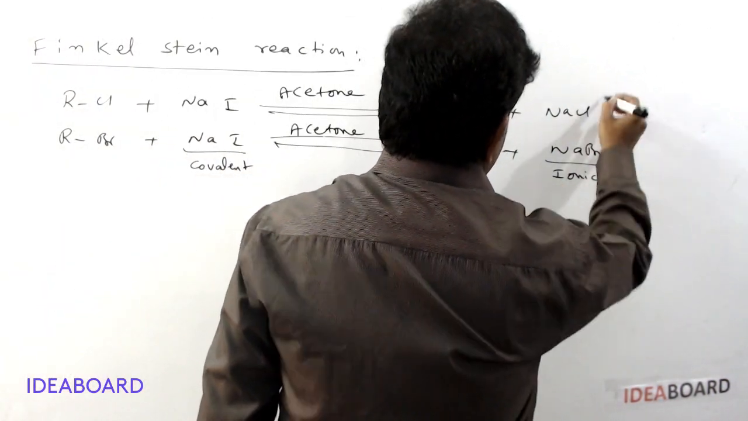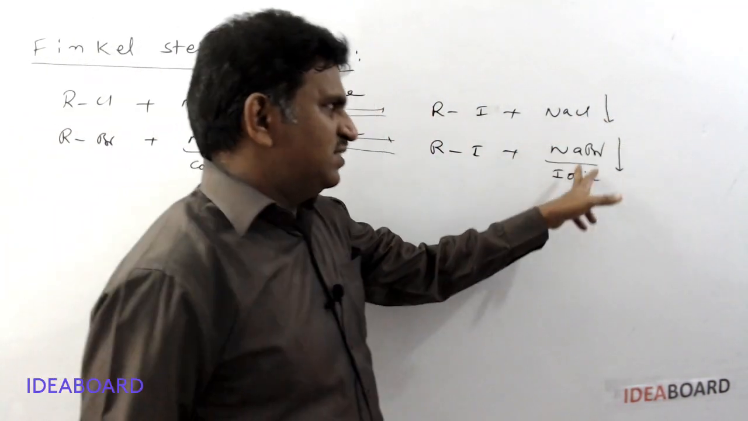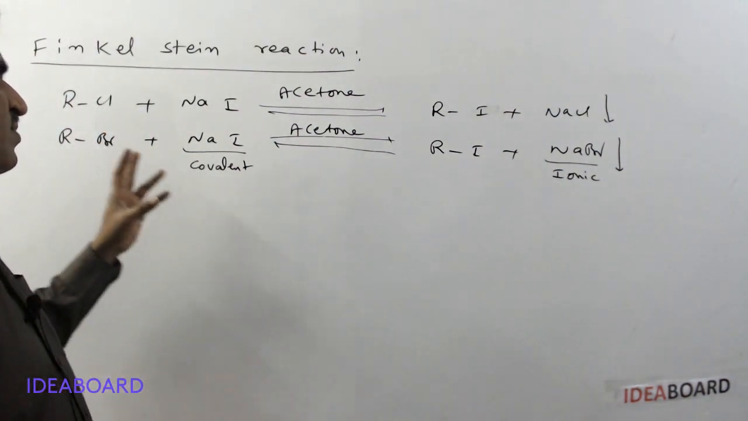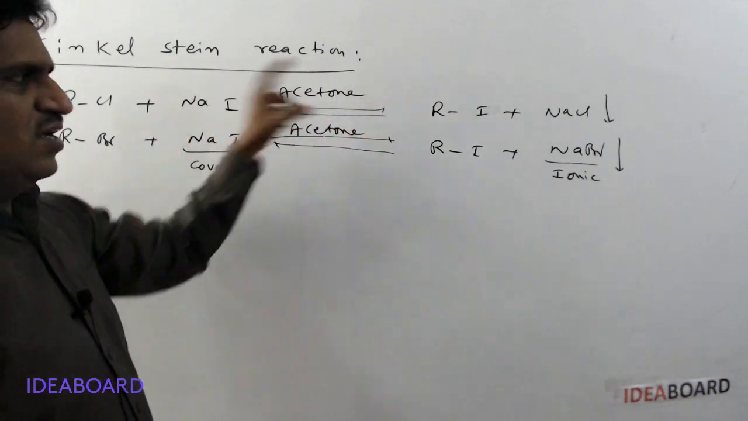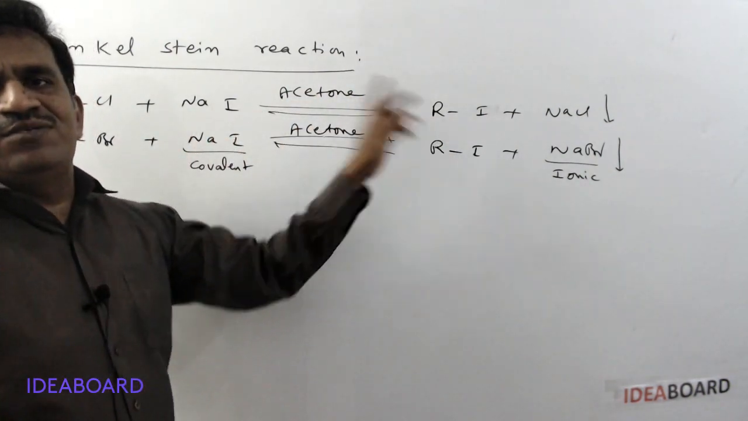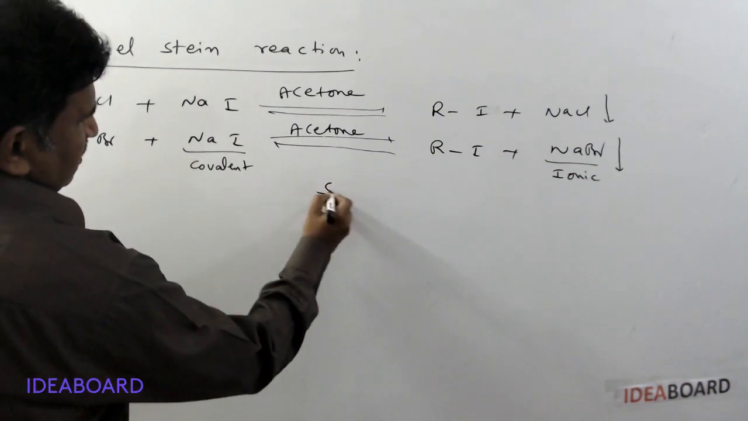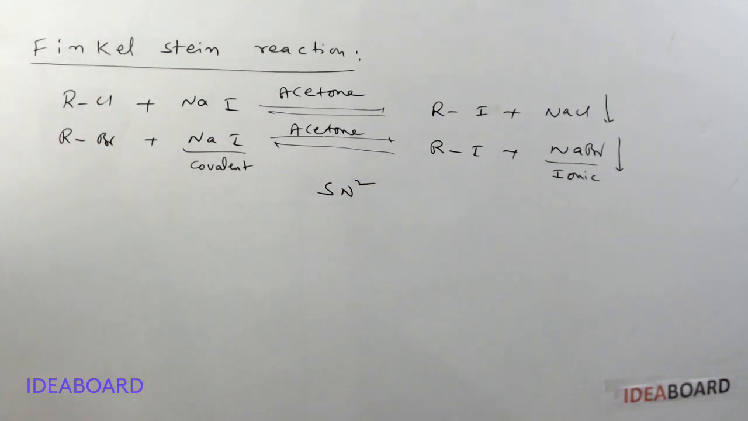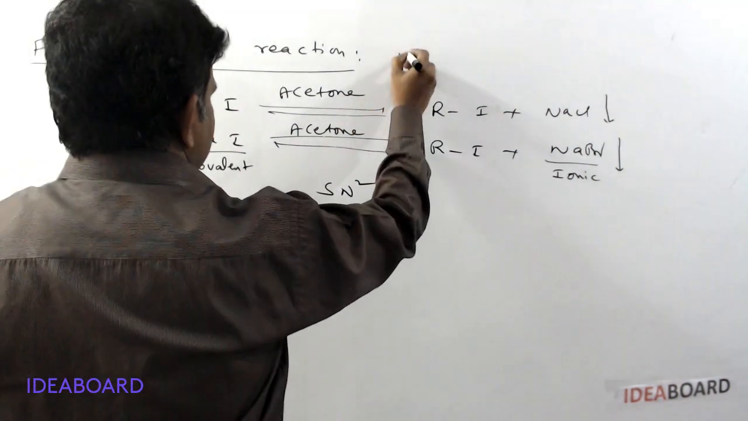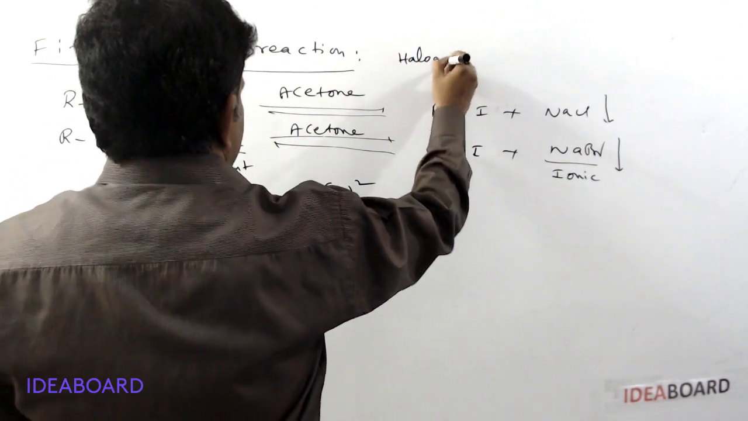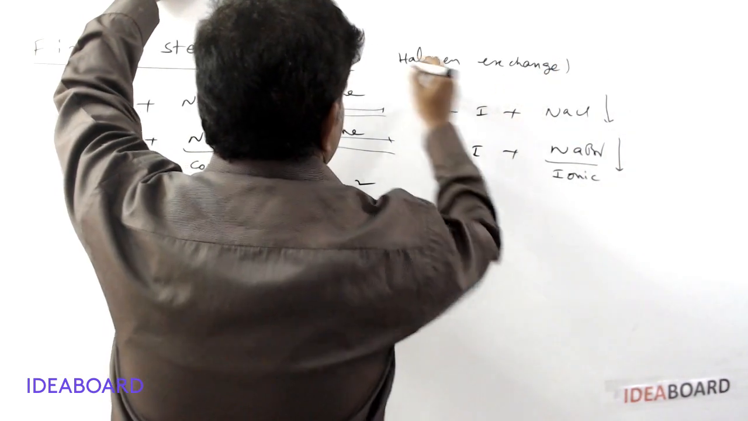Whenever there is a covalent solvent or non-polar solvent, covalent compounds are soluble, whereas ionic compounds are insoluble. They are undergoing precipitation. That is the advantage of this reaction, because NaCl, NaBr are precipitated. Means one of the products is precipitated, so the reaction always occurs in the forward direction according to Le Chatelier's principle. So that is the advantage for this reaction. And one more important thing, this is an SN2 mechanism reaction. The Finkelstein reaction is also called halogen exchange reaction.